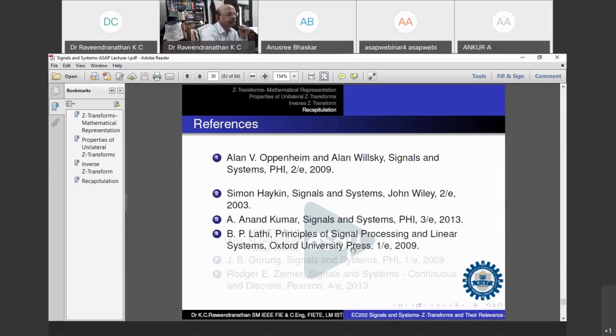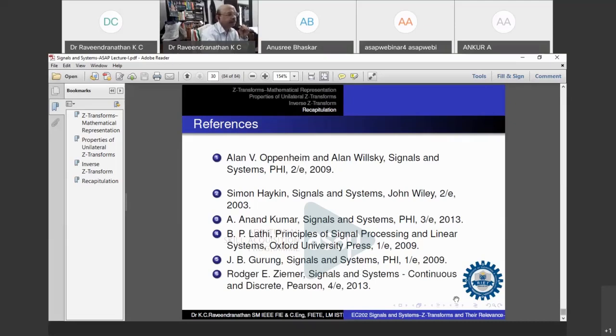Then Lathi, Principles of Signal Processing and Linear Systems, then Gurung. The last textbook mentioned in the syllabus is Roger Ziemer and Seymour, Signals and Systems. And there are several other textbooks. You can refer to all of them. And you can use MATLAB as well as Mathematica to visualize the concepts.